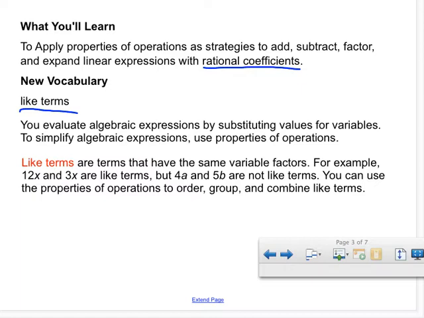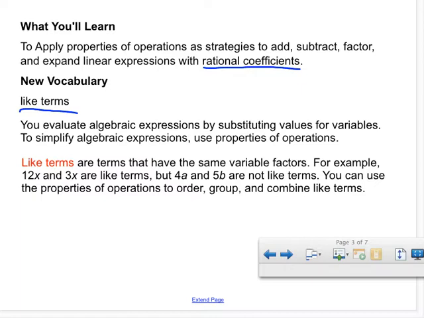You evaluate algebraic expressions by substituting values for variables. That's what we did yesterday. To simplify algebraic expressions, use properties of operations. Now, you're going to see today I'm going to bring up some of the properties of multiplication. Do you guys remember them? There's the identity property, right? What else? The zero property, what else? The associative property, the commutative property. We're going to use those quite a bit. So those are the ones I wanted to bring up.